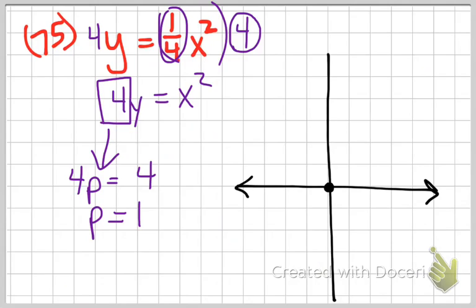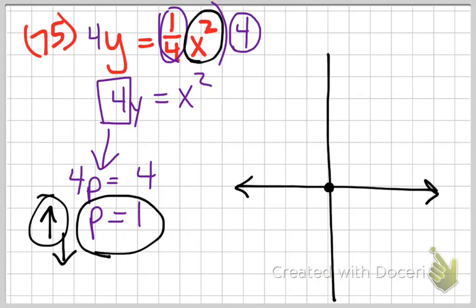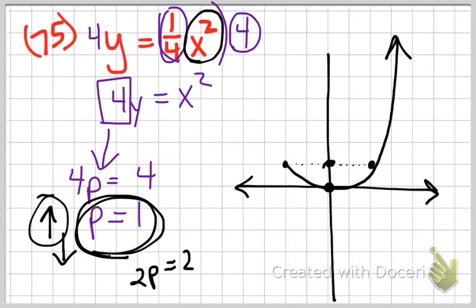The p is 1. And since this is x squared, it either goes up or down. And since p is positive, it's going to go up. So we're going to go up 1 unit from the center. And then I'm going to double this number. So 1 times 2 would be 2. And I'm going to go 2 to the right and 2 to the left. Now notice that's right in line with the focus dot. So when I graph this, the focus is the part that does not get graphed. It's just there in the center.